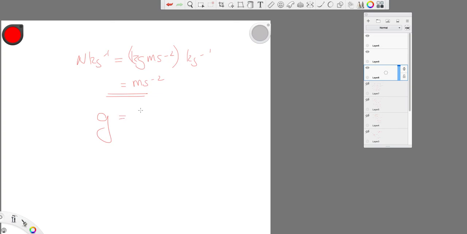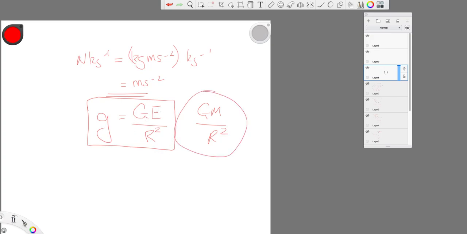g is big G, mass of the planet, over r squared. I suppose we could make that capital R. So field strength, generally Gm over r squared. The field strength around mass, m kilograms, a distance r from the centre of that mass, that is the gravitational field strength at that point.